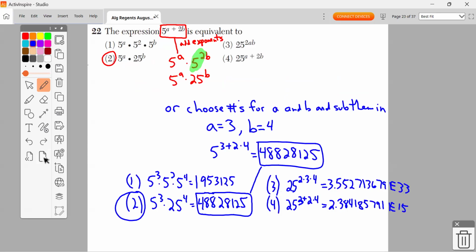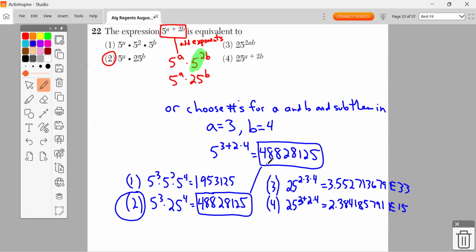In question number 22, the expression 5 to the a plus 2b is equivalent to what? Well, when you multiply with exponents, you really add the exponents together. So 5 to the a power times 5 to the 2b, that's really, I could really do 5 squared there, which is 25. That's why it ends up being choice number 2.